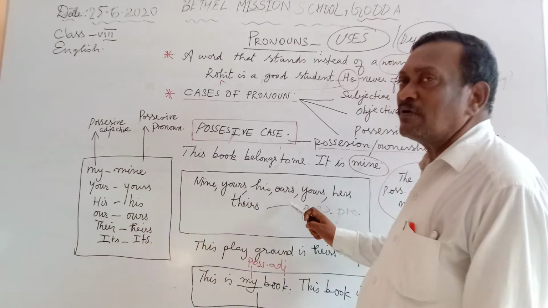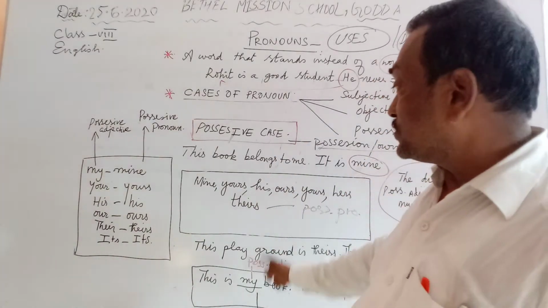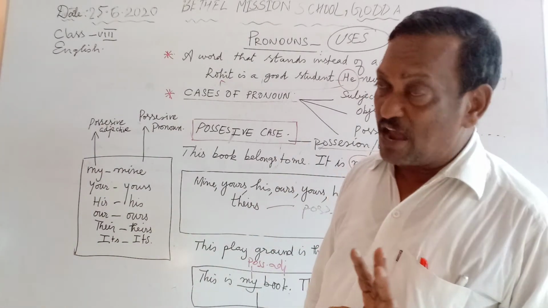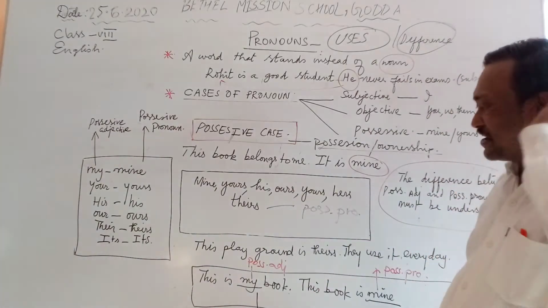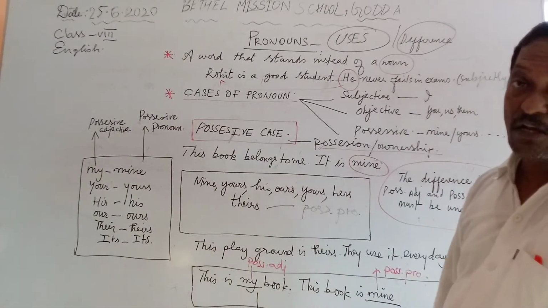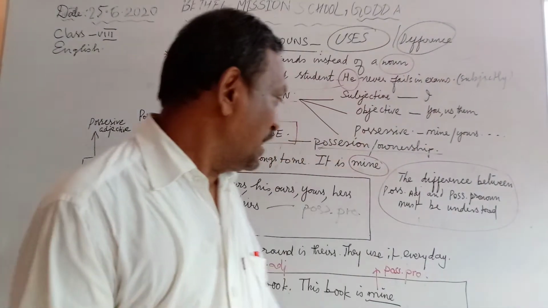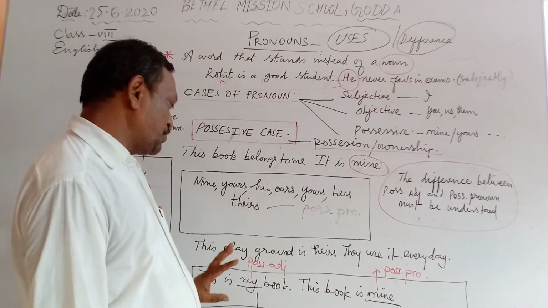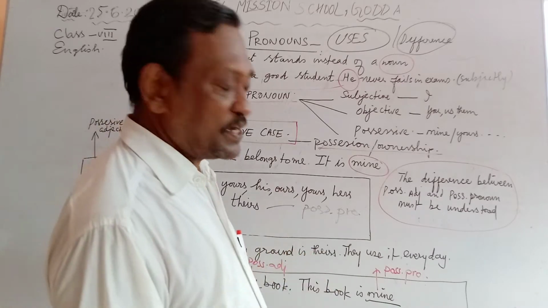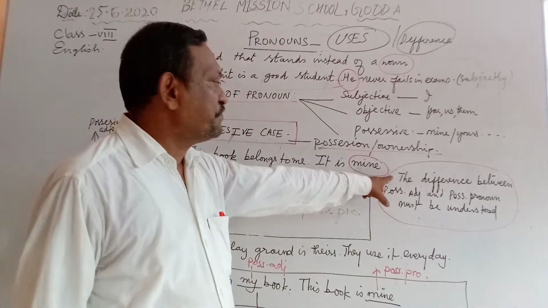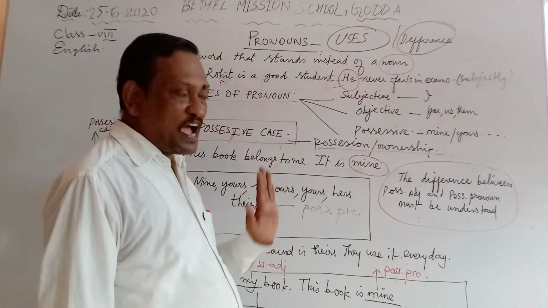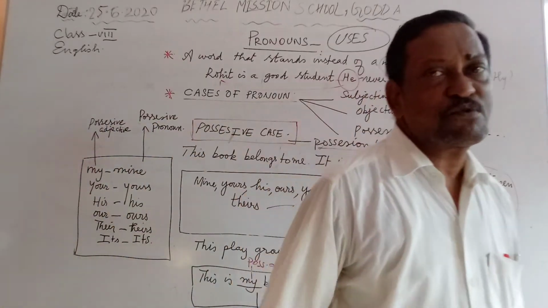These are the forms of the possessive pronouns. These are the forms. Take care of them. Take a look at them. Put that at the back of your mind. Remember them well so that you may be able to use them correctly in the sentences. Now I am coming to a very, very important point. That is the difference between a possessive adjective and a possessive pronoun.